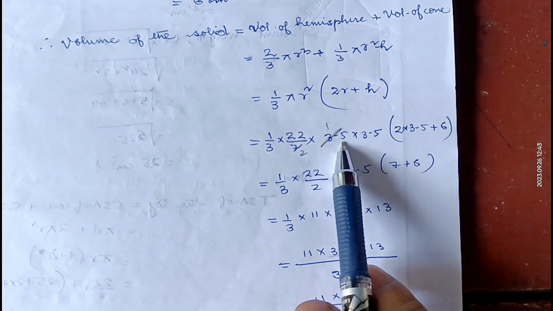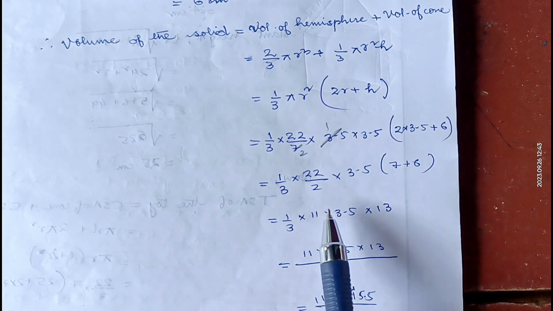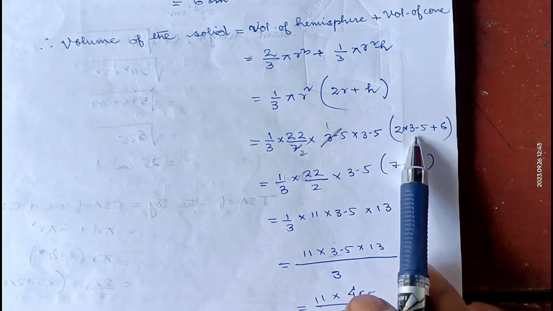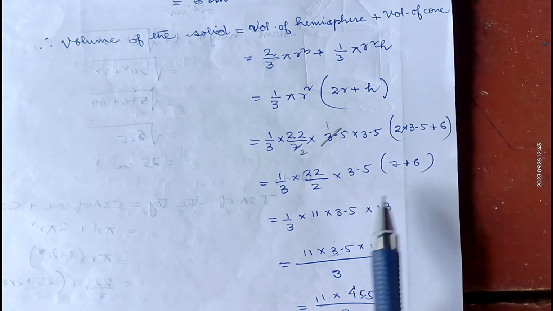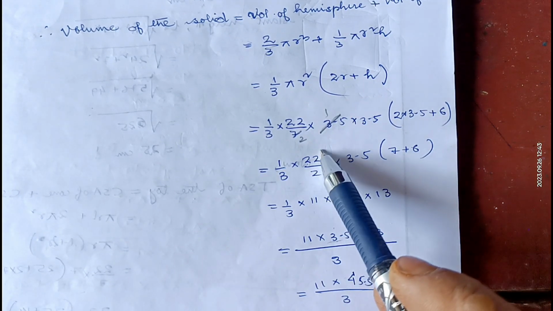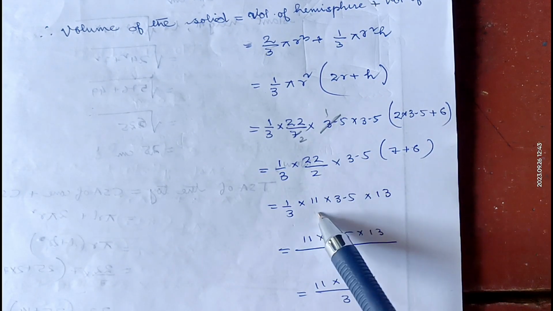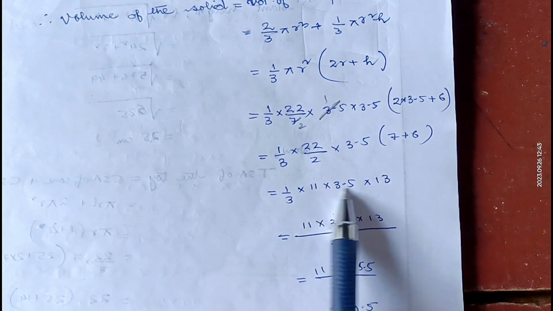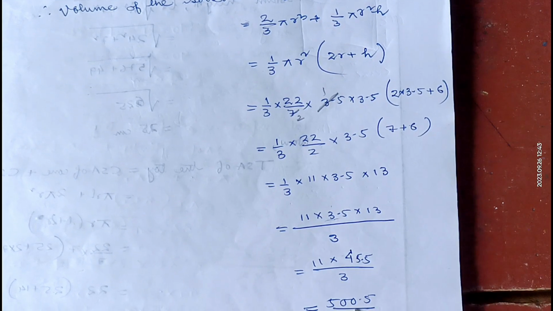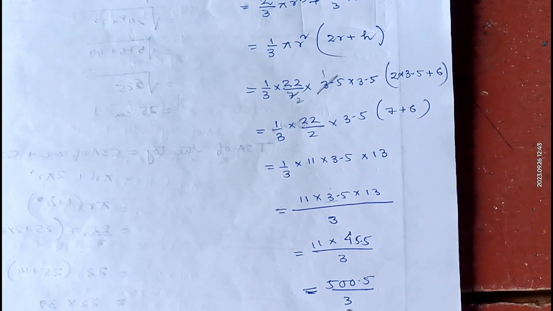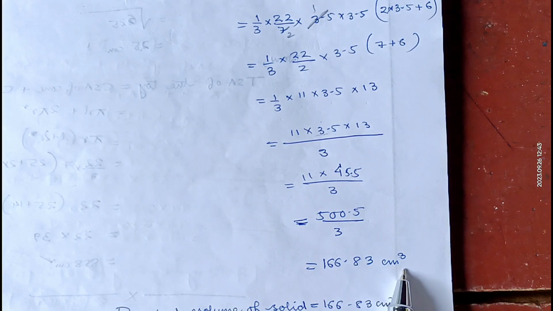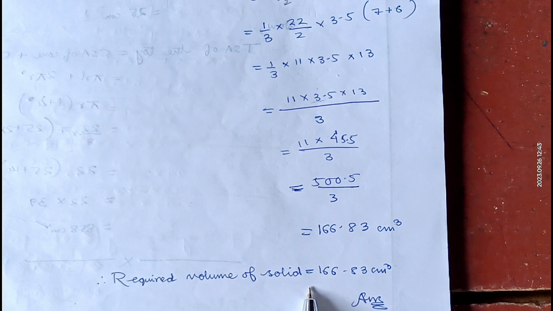Now 3.5 to the 7, so these two can be cancelled. 1 by 3 into 22 by 2 into 3.5, 3.5 into 2 is 7, plus 6. 22 and 2 can be cancelled, so we'll get 11. So 1 by 3 into 11 into 3.5 into 13. If we multiply all the numbers in the numerator, it will give 500.5 and the denominator is 3. After dividing, it will give 166.83 centimeter cube. Therefore, the volume of the solid is 166.83 centimeter cube.